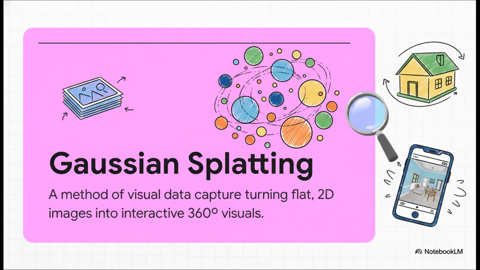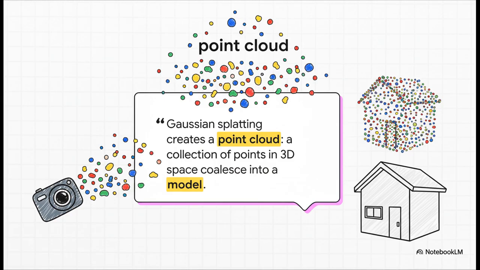So, what is Gaussian splatting? In the simplest terms, it's a method that takes a whole bunch of normal 2D pictures and, through some pretty intense computing magic, it stitches them all together into a fully interactive 3D model that you can spin around and explore. And the key phrase here is point cloud.